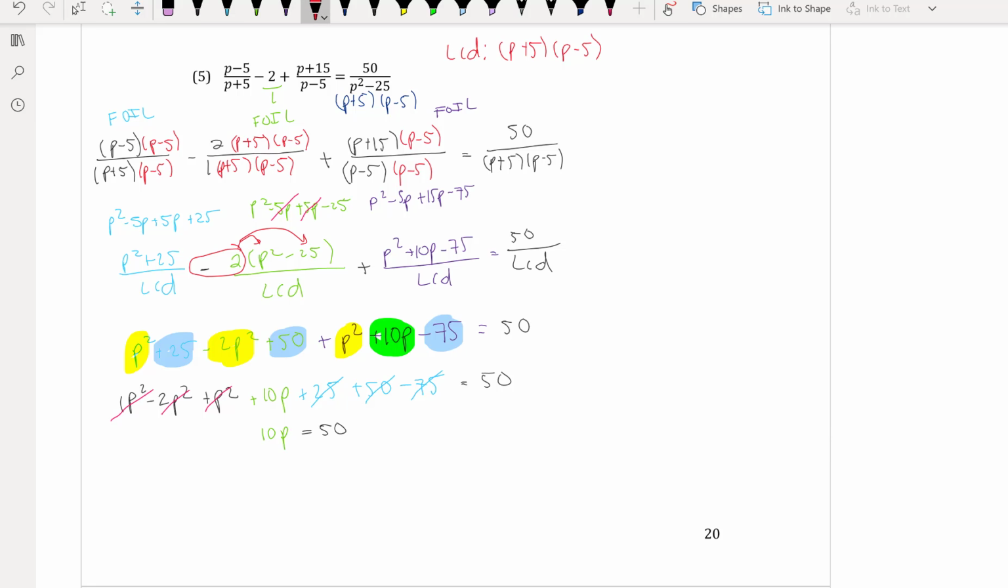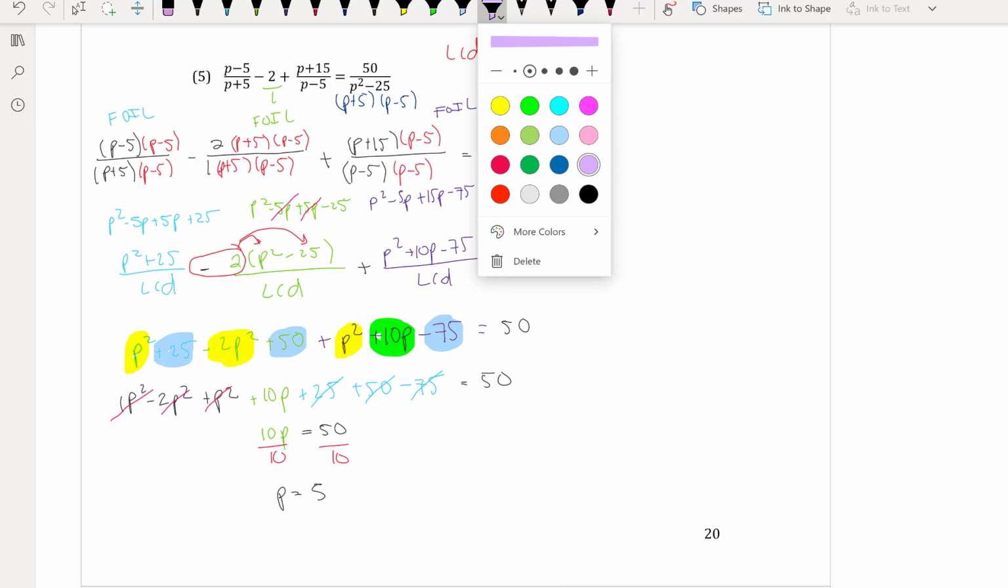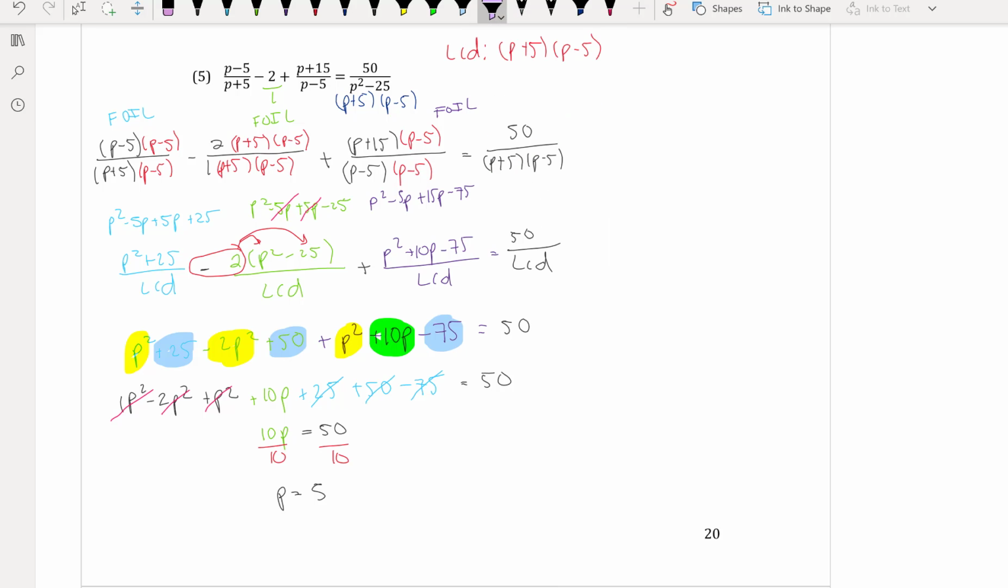So then from here, what I want to do is divide by 10 and divide by 10, so I can get what my p is going to equal. 50 divided by 10 gives me 5. And I want to be careful. If I were to plug 5 into the denominator, p is equal to 5, but what is 5 minus 5? Well, 5 minus 5 is equal to 0.